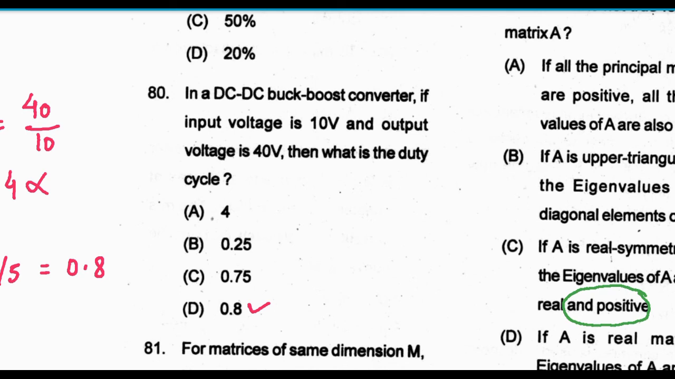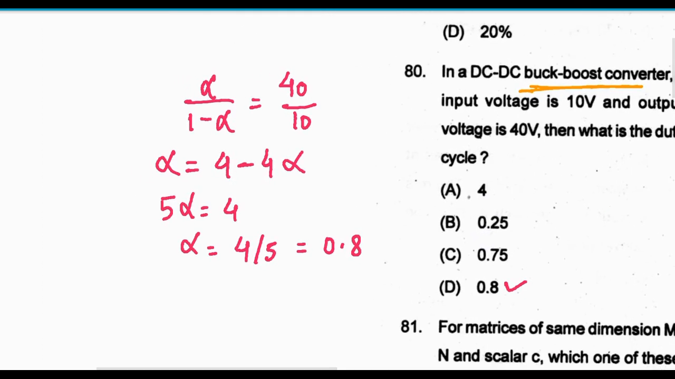So here, for a buck boost converter, what will be the formula? The formula will be alpha by 1 minus alpha is equal to 40 by 10. So what will be the alpha value? Alpha into 10 is equal to 40 into 1 minus alpha, and if you cancel out 10 from both sides, it will be alpha is equal to 4 minus 4 alpha, and here 5 alpha is equal to 4 and alpha is equal to 4 by 5, which is equal to 0.8.